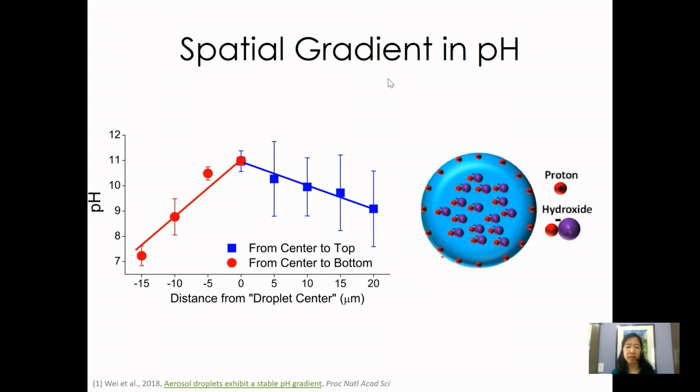Probing a little bit further, we actually find a spatial gradient in pH in these droplets, and this is probably true for films too, where at the outer edges, the pH is lower, kind of that 7 to 9 region you can see here. But right at the center, the pH is 11. So we get this spatial gradient again, which is going to be interesting for the chemistry.